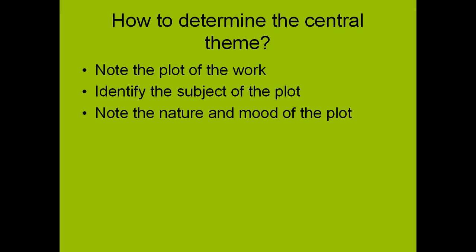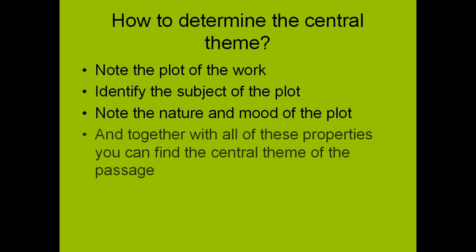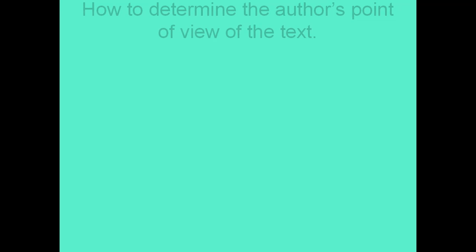Next one is to note the nature or the mood of the plot. Is it scary? Is it a happy mood or something like that? So you have to see the mood or the nature of the plot. It will help you to determine the central theme of the passage. Together with all these properties you can find the central theme of the passage. So you have to know about the plot, the subject, the nature and the mood to know the central theme of the passage.